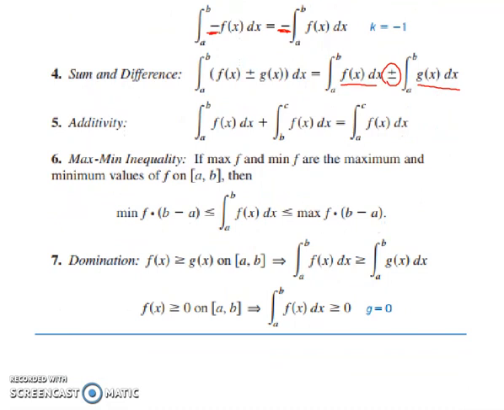Number 5 is the additivity rule, and that says that if you have an integral from a to b for a function and an integral from b to c for the function, then that would be the same as going from a to c. Again, we can visualize that. Here's a, here's b, here's c. If I find the integral from a to b, it's going to be that much. And then if I find the integral from b to c, it's going to be that much. But if I just went straight from a to c, it's the exact same amount. So I can chop it up, or I can just leave it as straight from a to c.